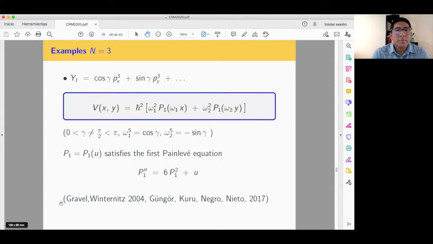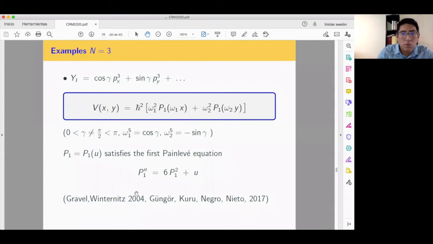So some examples. For n equals 3, this is the corresponding integral. So we have px cubed plus py cubed. The corresponding superintegrable potential takes the following form. So it's a pure quantum potential because it depends on h bar explicitly. This is the prefactor. And the x and y parts are given in terms of the first Painlevé transcendent. So this is the equation that satisfies this P1. Again, of course, it's separation of variables in Cartesian coordinates.